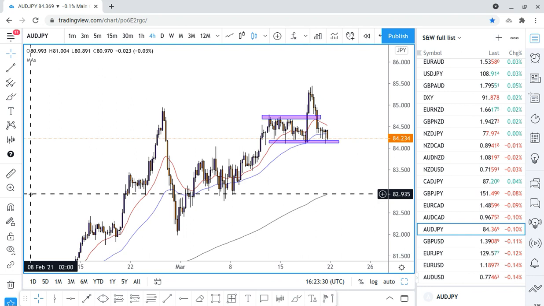Trend is your friend, and it ends a lot later than what most people think. That's why they get trapped in reversals.